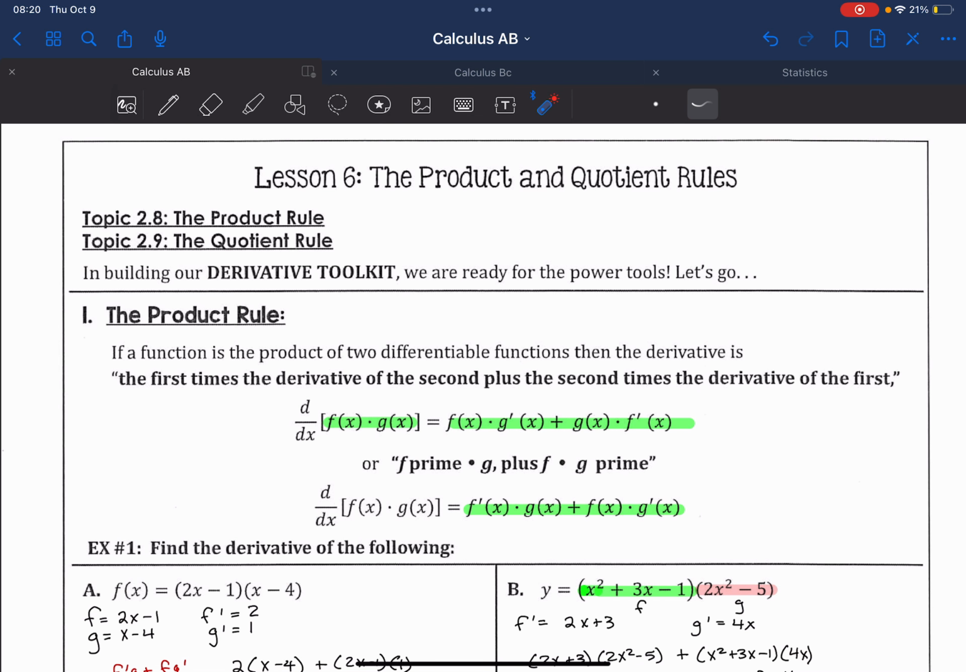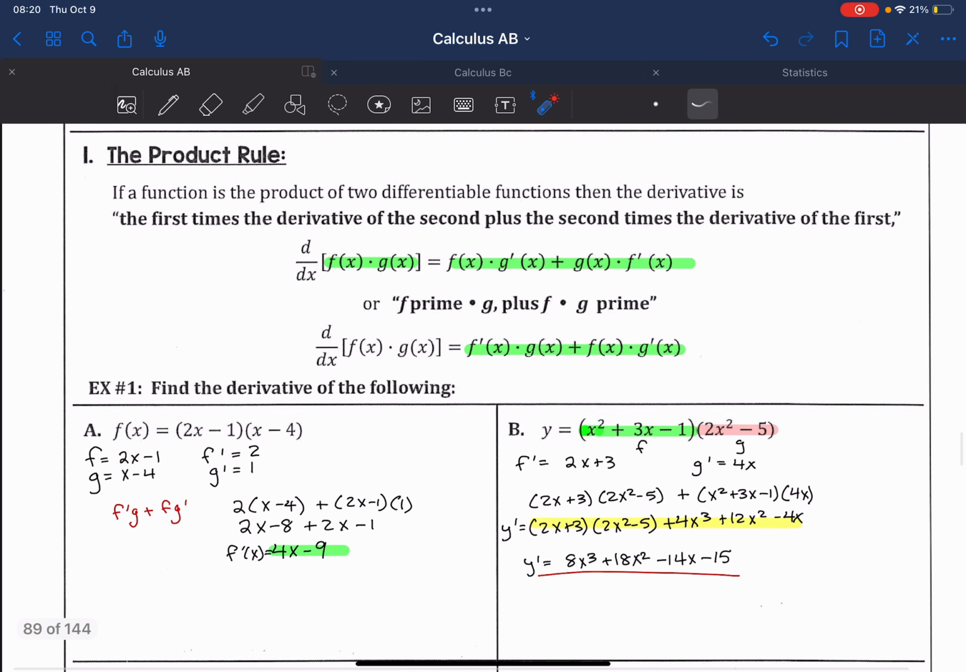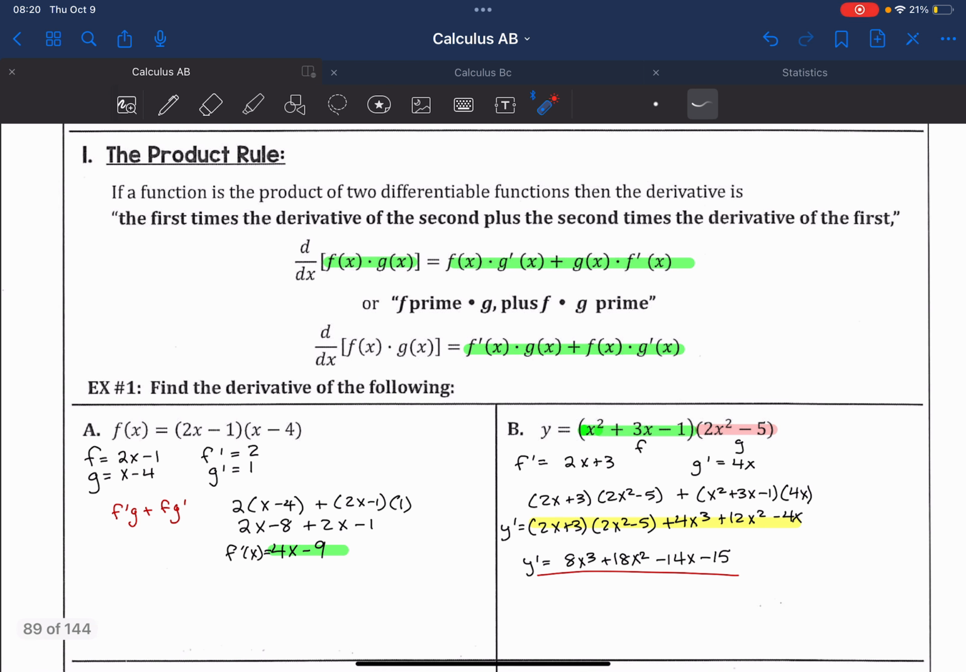Okay, notes 2.6, the product and quotient rule. So now that we learned those basics of the derivatives, those derivative rules, now we're going to look at two new things, and that is the product rule and the quotient rule.